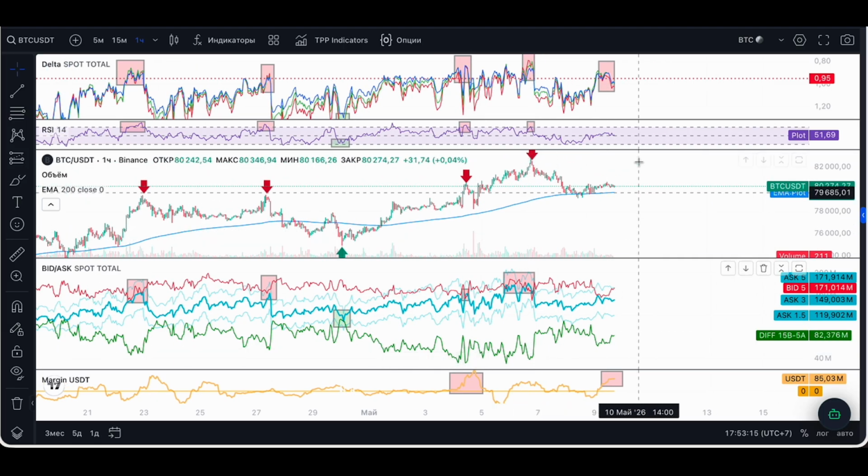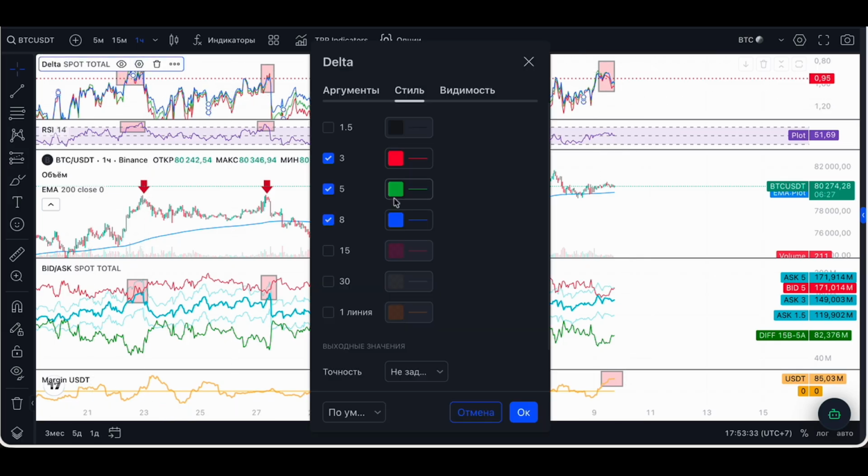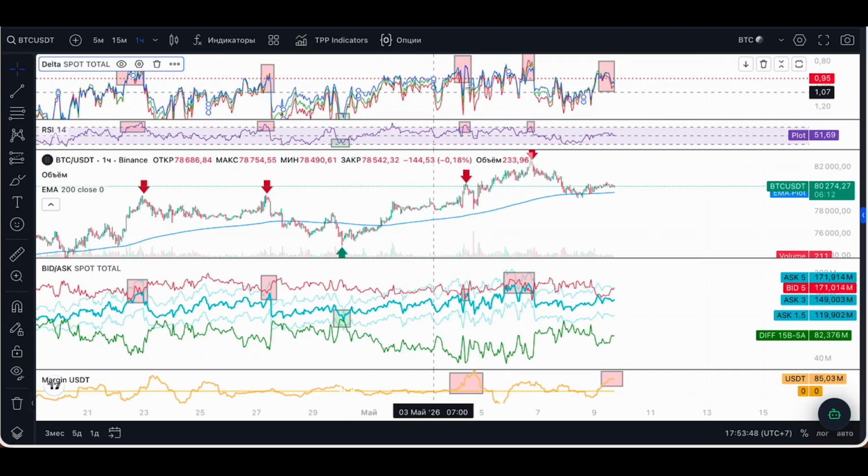So usually I first look at this indicator, the delta, and delta represents the bid orders divided by ask orders on a particular depth. For example, we can set here different depth. In this case, I use 3% depth with the red line, 5% with the green line, and 8% with the blue line. So these three lines represent bid orders divided by ask orders, and the result value is those lines on different depth.